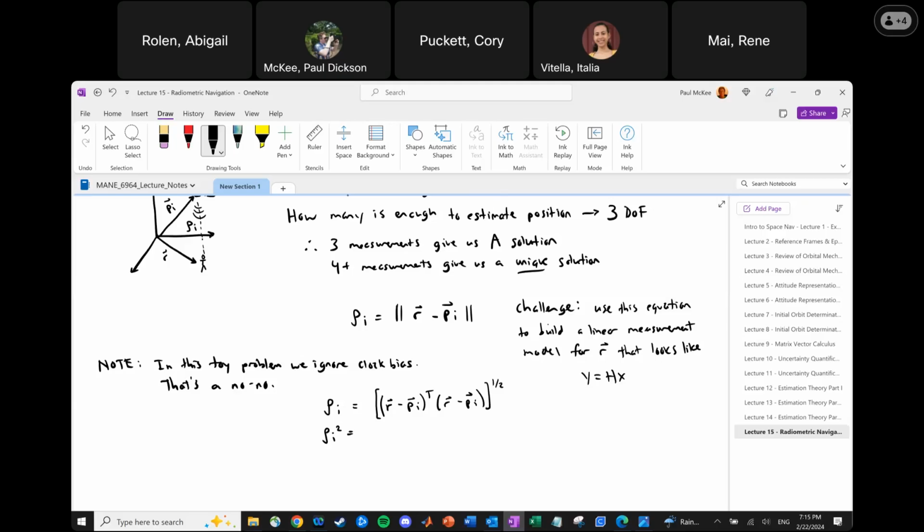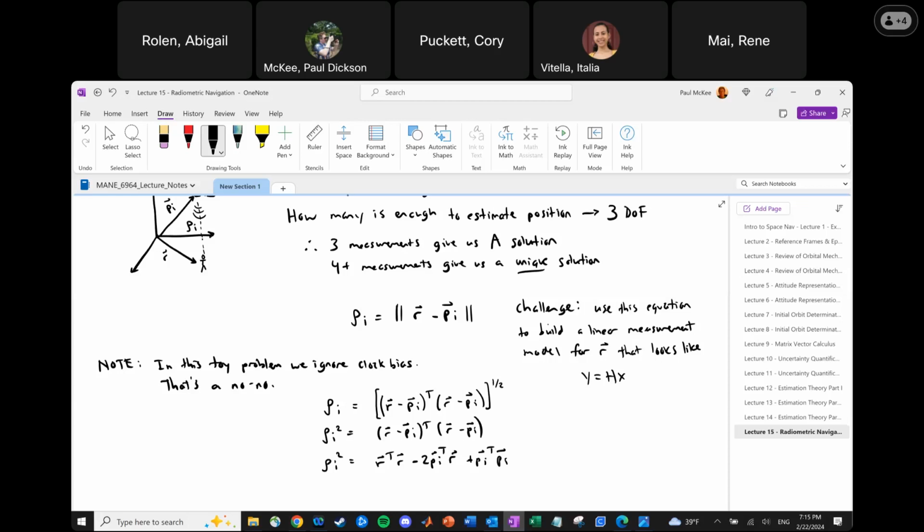rho I squared is equal to (r minus pi) transpose (r minus pi). And this reminds me of high school when we had to FOIL things or distribute. In this case, if we have a vector minus a vector transposed with a vector minus a vector, we can do a little bit of distribution. So rho I squared would look like R transpose R, that's first. Outer and inner are really just minus 2 pi transpose R. And then last would be plus pi transpose pi.